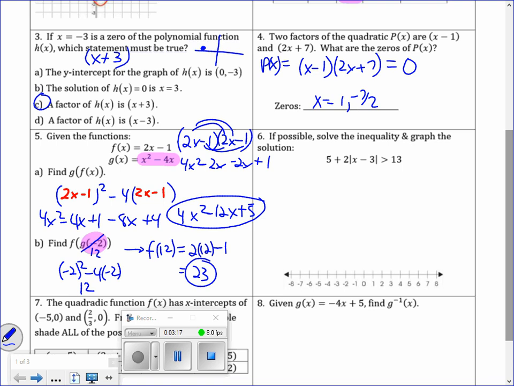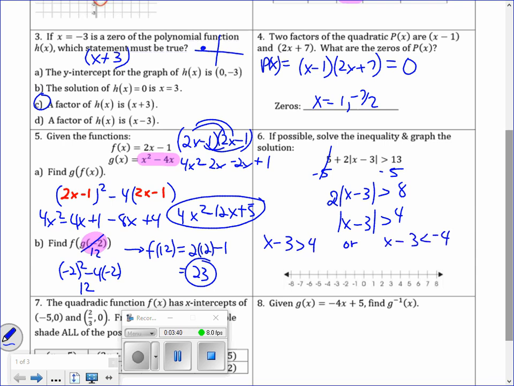Number 6. Number 6, do not add the 5 and the 2. You're not allowed to do that. 2 is a multiplier. You have to get rid of the 5 by subtracting it. So I get 7 with x minus 3. We got 8. That's not right. Oh, that's a 2. Sorry. So divide both sides by 2, which leaves you with x minus 3 greater than 4. So you split this up. Solve each one. Add 3. 7, add 3 here, get -1. So there's your answer if you graph it.